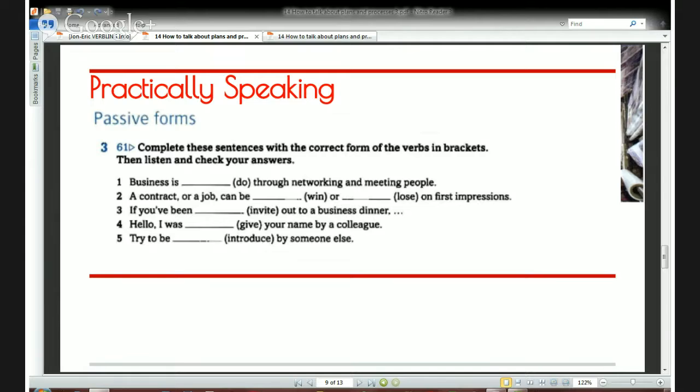So let's go on to Ravshan. Let's take a look at number 3. If you have been invited out to a business dinner, blah blah blah. Right? What's the blah blah blah? If you have been invited out to a business dinner, make sure that you are. I don't know.